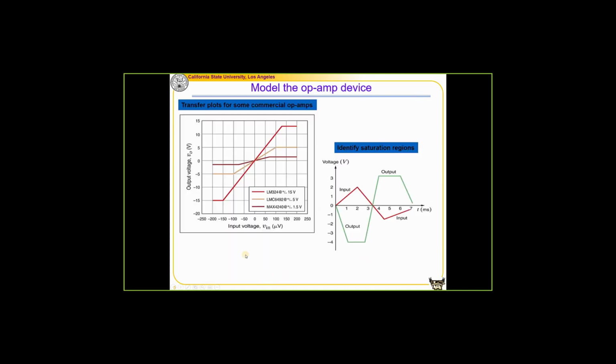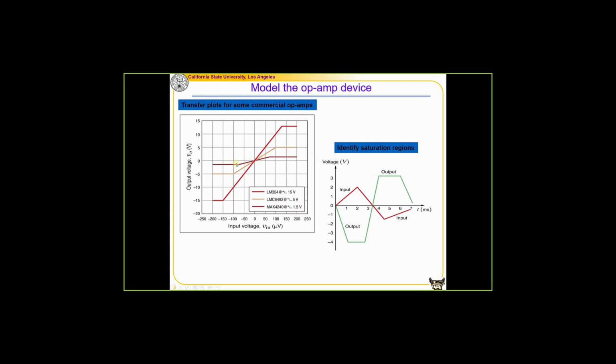So this picture shows the transfer plots for some commercial op-amps. The first line, red, over here, is LM324. If you connect it to the power source of plus minus 15 volts, the maximum range of the output is negative 15 to 15 volts. And for the second op-amp, LMC6492, is given in this plot. It has a power supply of plus minus 5 volts, and the output will be within the range of negative 5 volts and 5 volts. And similarly for the third op-amp, between negative 1.5 volts and 1.5 volts.